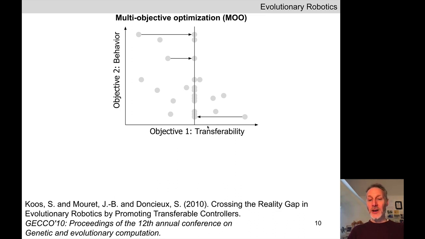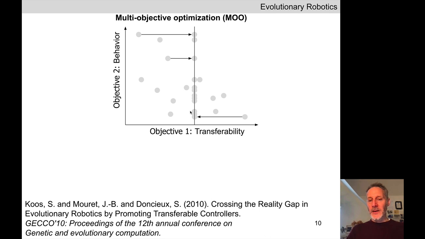Okay, we do not know how well any of these controllers transfer from simulation to reality. So geometrically, let's imagine that they all collapse down onto a one-dimensional line. So the only thing we have is the height of these points. We do not know their horizontal position in this two-dimensional plane. So look at all the gray dots lined up on the black vertical line here.